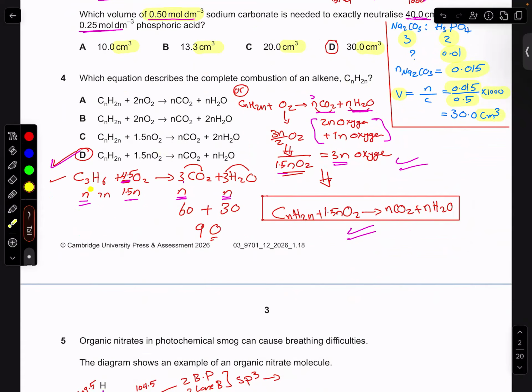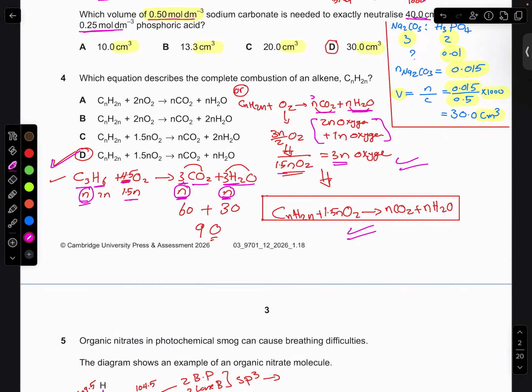I'll give an example first. CnH2n plus O2 gives CO2 plus H2O. Imagine that we have, for example, propene. Propene, C3H6, plus O2 gives CO2 plus H2O. Since we have 3 carbon here, we have to multiply this by 3. And since we have 6 hydrogen here, we have to multiply this water by 3. So if this one is n, this one should be n and this one should be n.